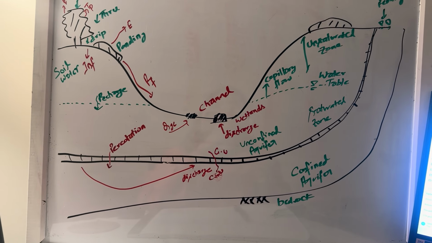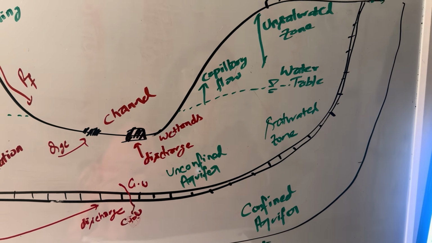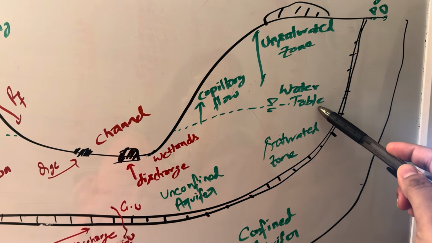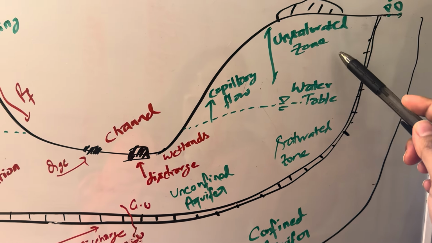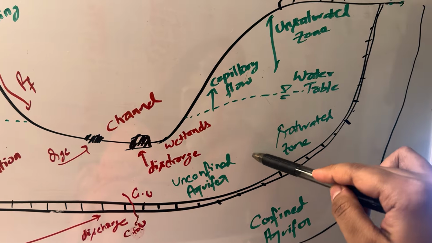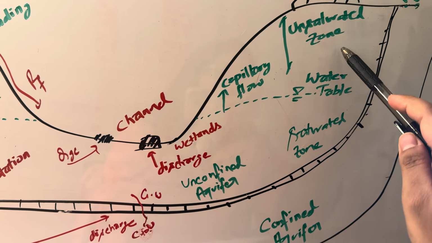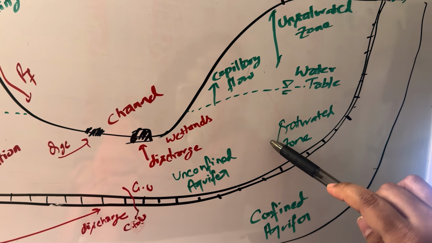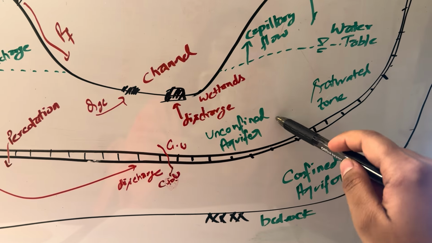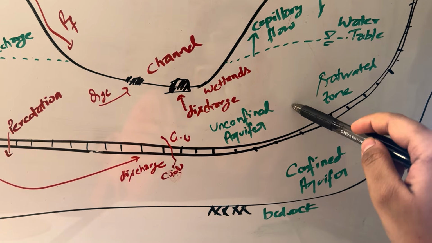So firstly, we will talk one by one about what these mean and what they do. Saturated and unsaturated zone. If we see here, this is the water table, and the unsaturated zone is the area above the water table, and the saturated zone is below the water table. So basically the unsaturated zone contains both air and water, and in the saturated zone, pores are completely filled with water only, no air.